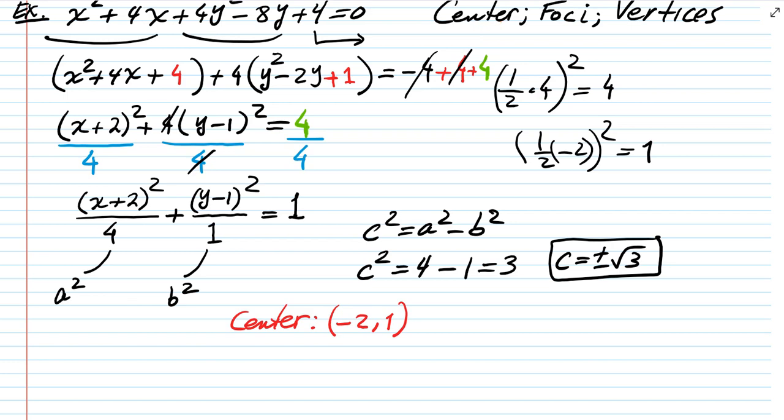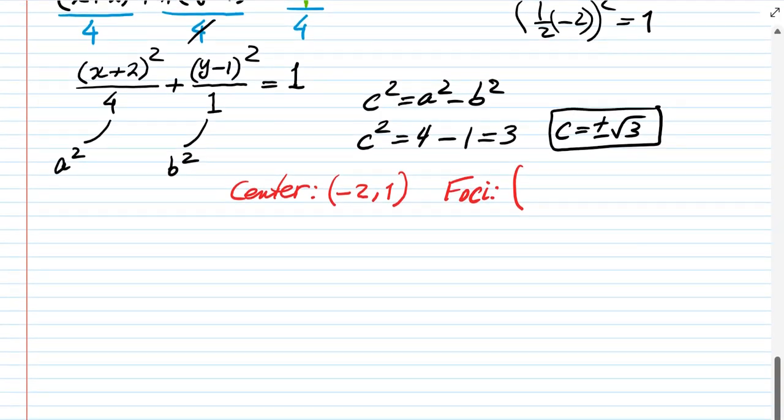The foci, well, how do we find the focal points? Well, the foci, I'm going to put C because it's pronounced with an S. So I'm going to put C there. The foci is going to have what? Again, that's the distance from center to, that would be center to C, right? So the foci will have coordinates. The center is at negative 2, 1.